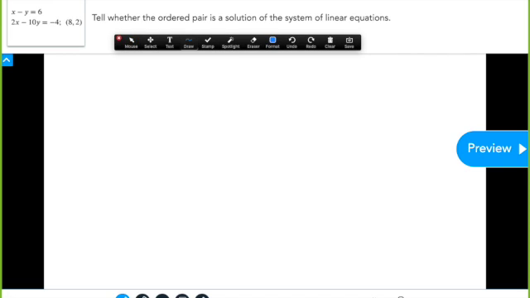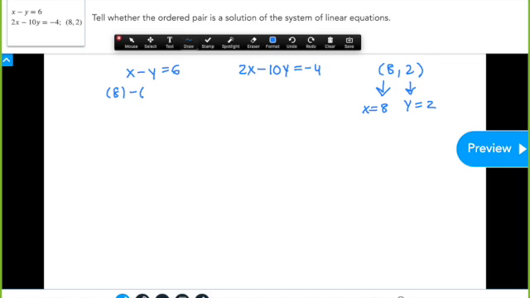So again, right here, we're given x minus y equaling 6. We also have here 2x minus 10y equaling negative 4. And then again, our ordered pair is 8, 2. So that tells me that my x value here is 8. My y value here is 2. And I can plug that into the equations. So I get 8 minus 2 equaling 6. 6 does equal 6. We can say that this is a true statement.